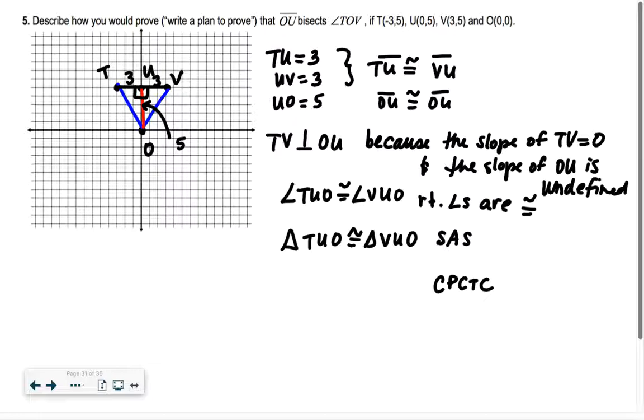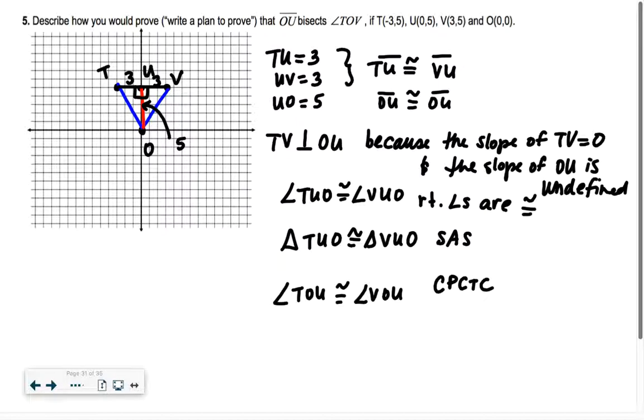So then we can say that TOV is congruent to angle, not TOV, TOU. I'm getting these U's and V's confused. TOU is congruent to what? VOU by CPCTC. Okay, and then we're good. So that's our plan for a proof.